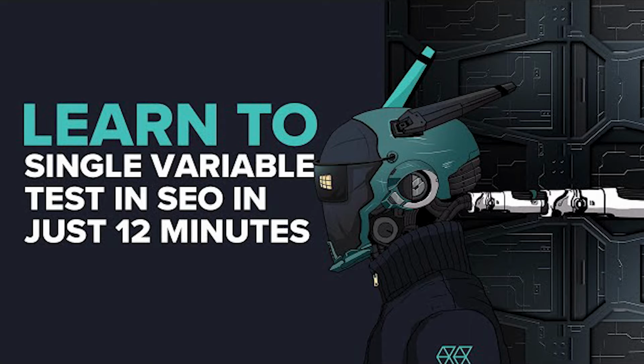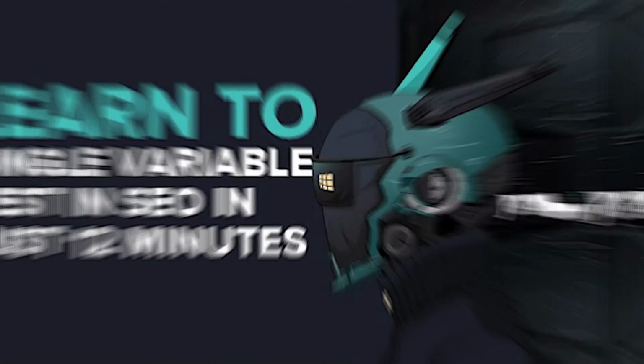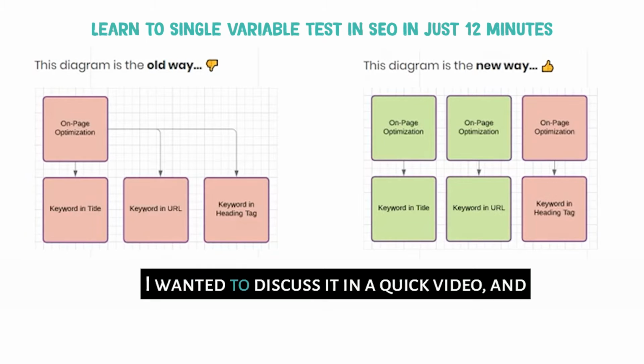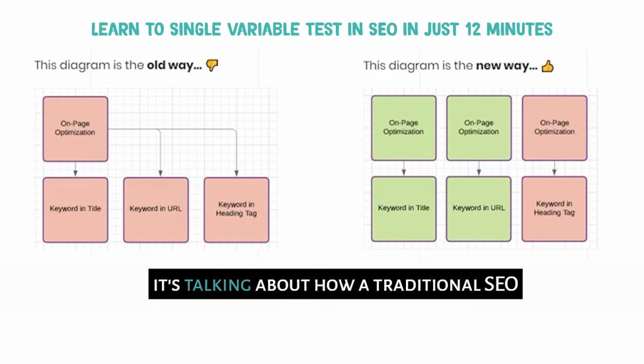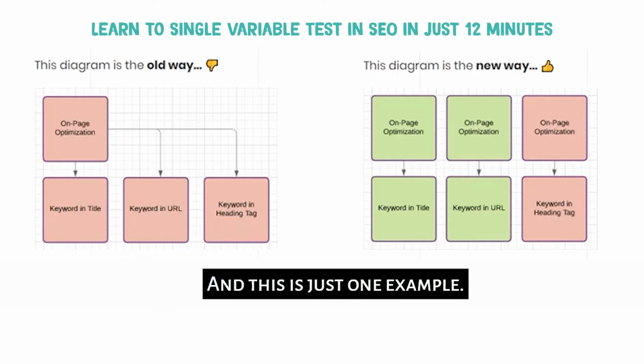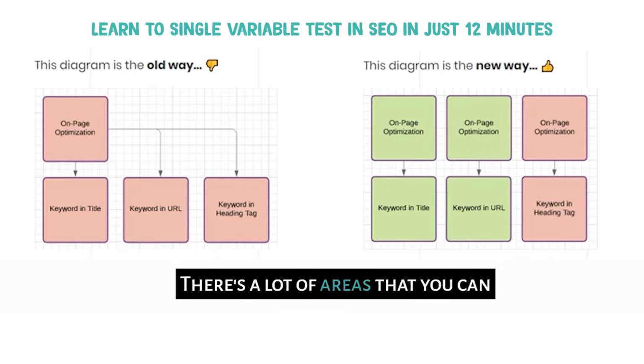So we're going to be going over this blog post I wrote a couple weeks ago, and this is just one section I wanted to discuss today in a quick video. It's talking about how a traditional SEO strategy provides on-page optimization, and this is just one example. There's a lot of areas that you can break apart in SEO and single variably test.